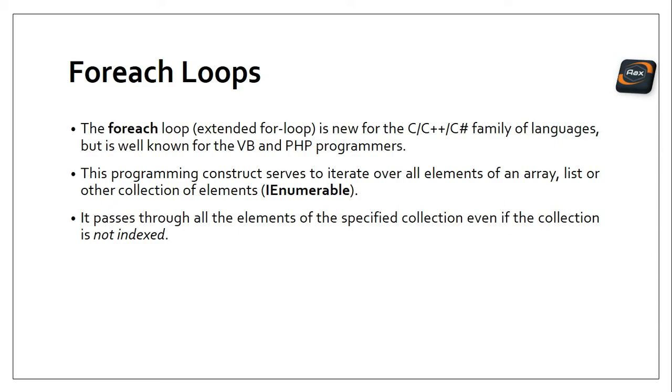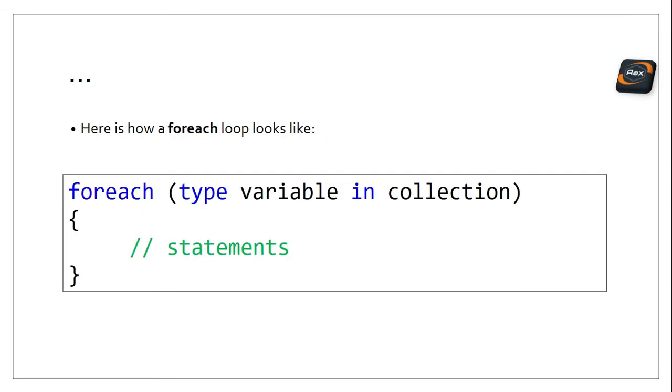This construct serves to iterate over all elements of an array, list or collection of elements. This loop helps you to iterate over all elements of the collection, even if the collection is not indexed. So this is the format of the foreach loop. You have to specify a data type for a variable in a collection. So it helps you to pass through all elements of the collection.